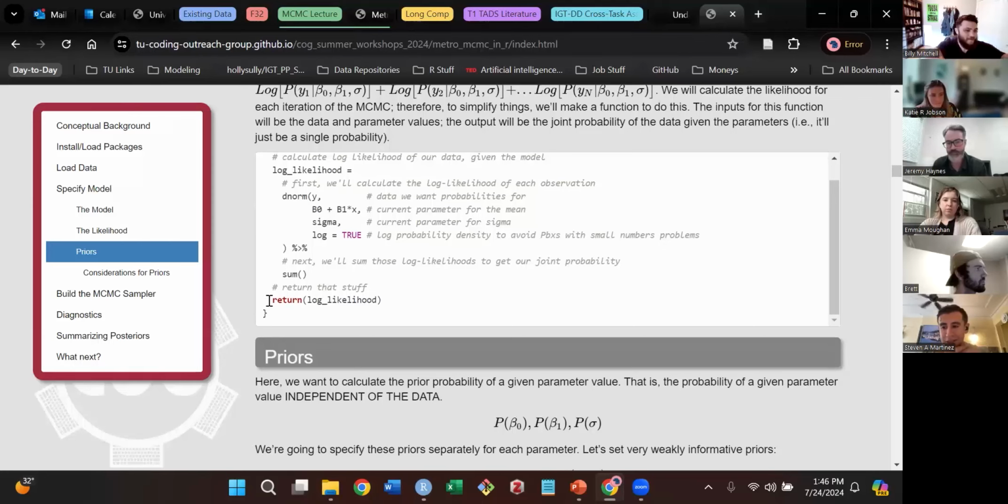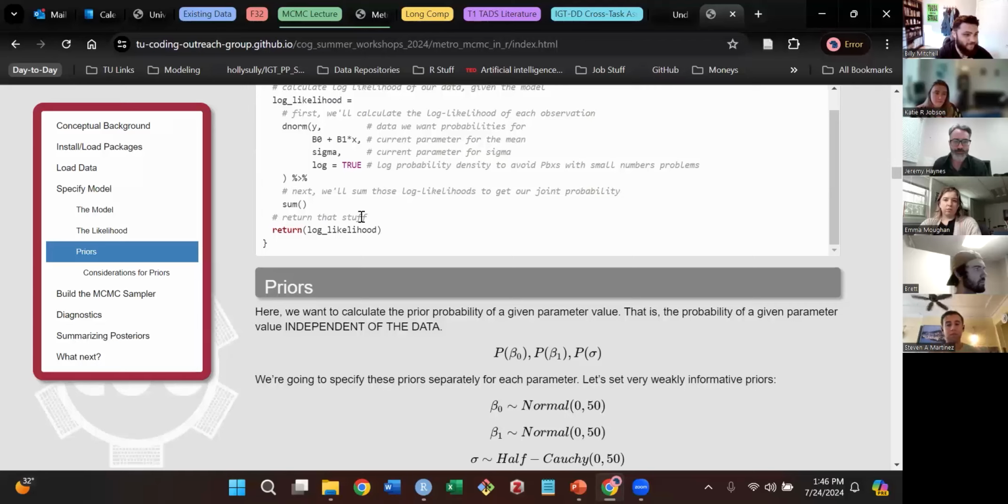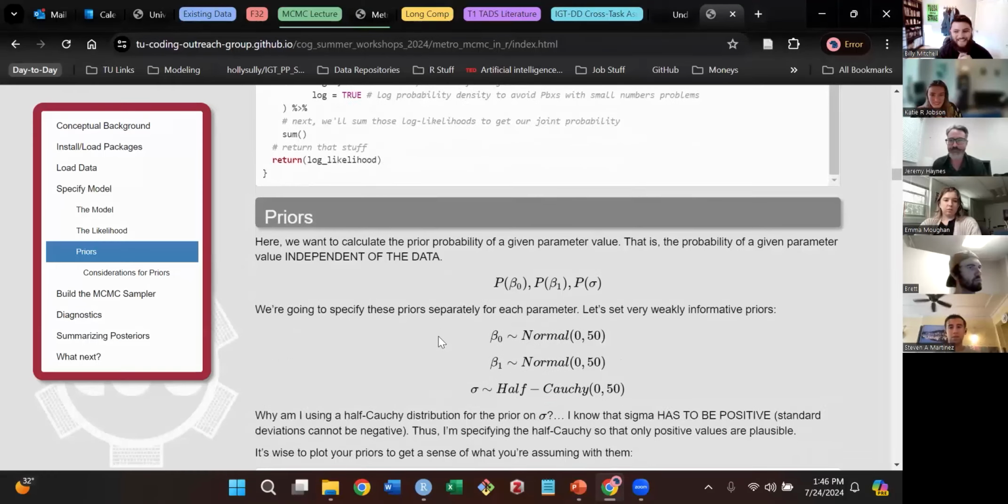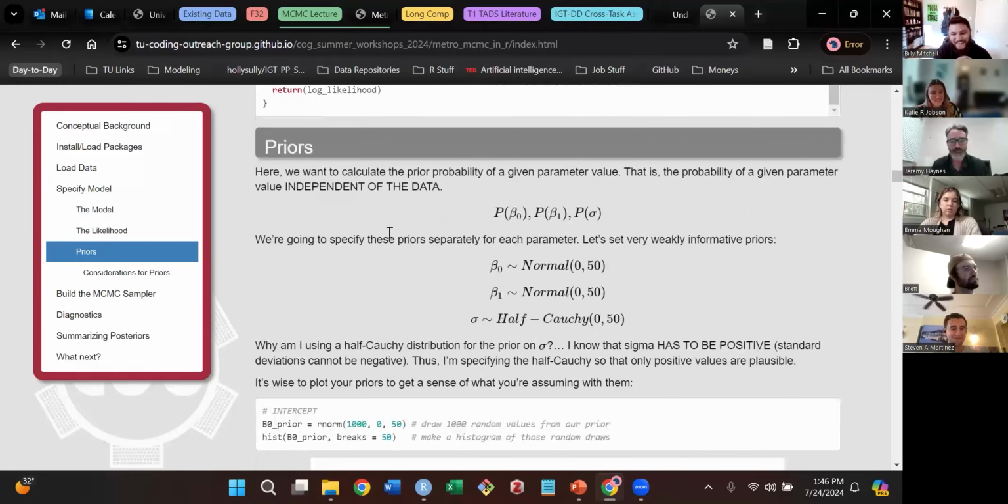Okay, and then of course the last thing we want to do is actually return that stuff. Normally I use a different word instead of stuff, but I think maybe not the best context.